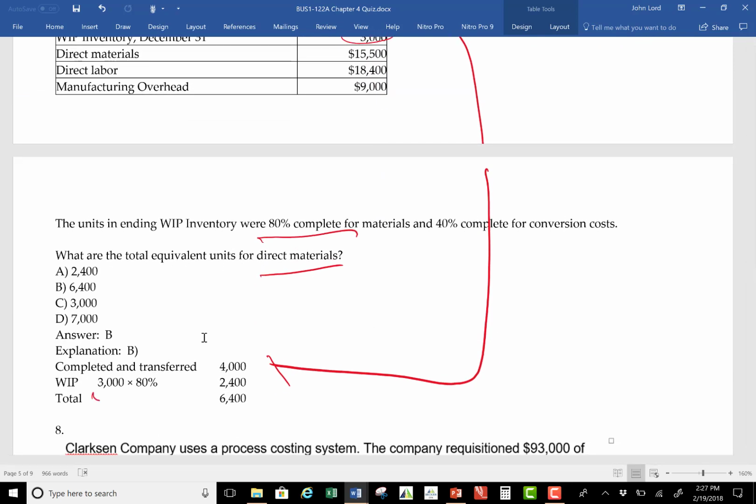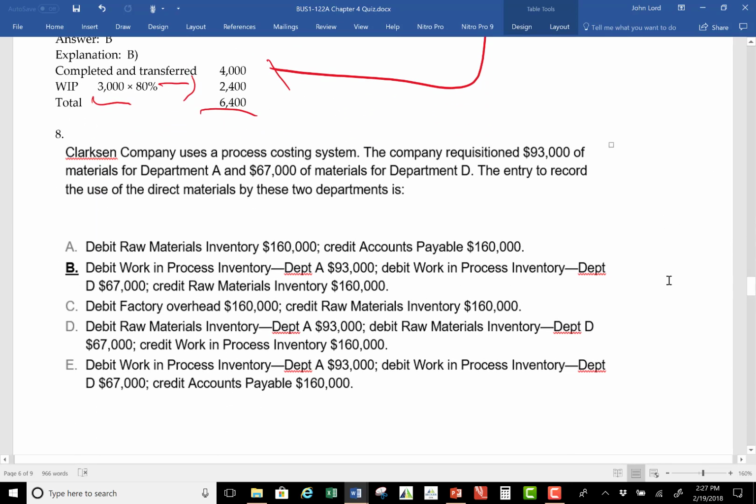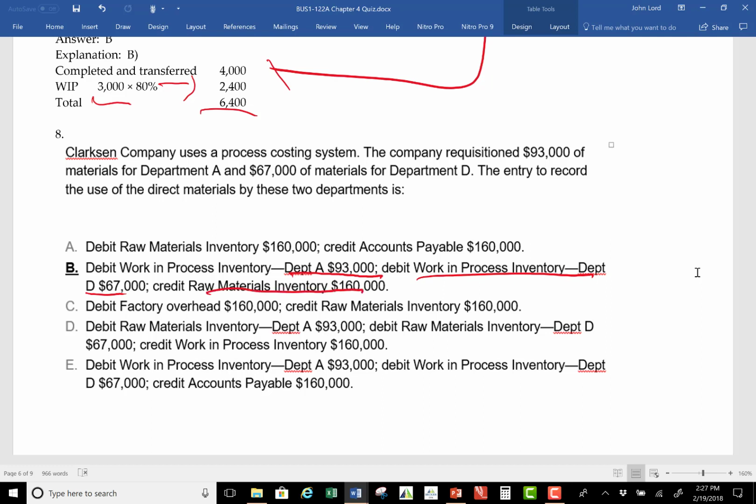Okay. And so we've got what? The 30,000 times the 80%? Okay, good. How about this one? Clarkson Company uses a process costing system. The company requisitioned 93,000 of materials for Department A and 67,000 of materials for Department B. What's the journal entry? Debit the work in process for the two different departments. Credit the raw materials, right? Comes out of raw materials and goes into work in process.